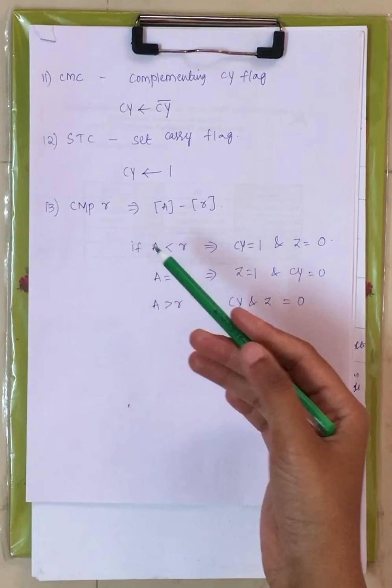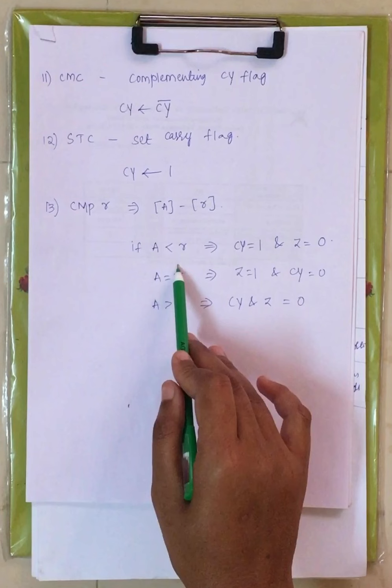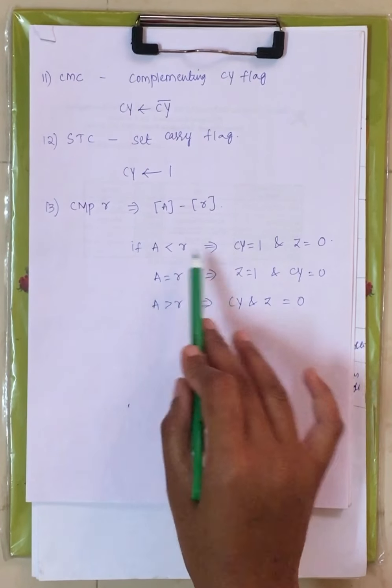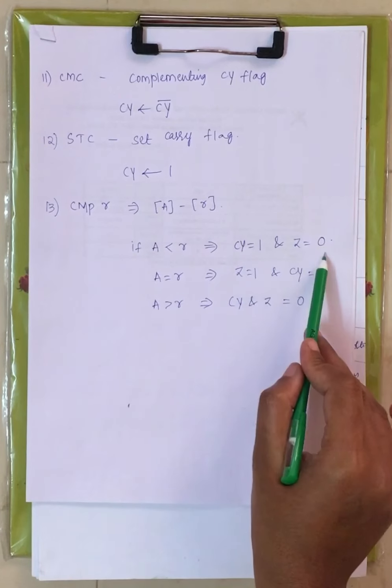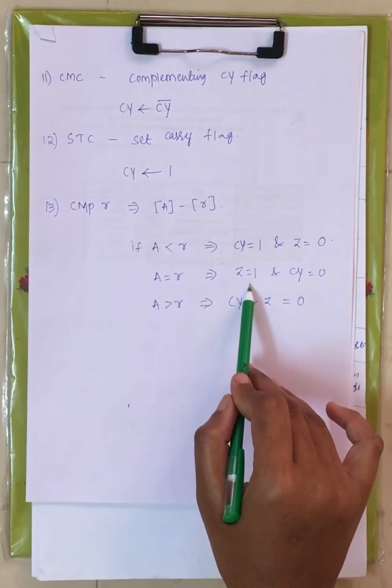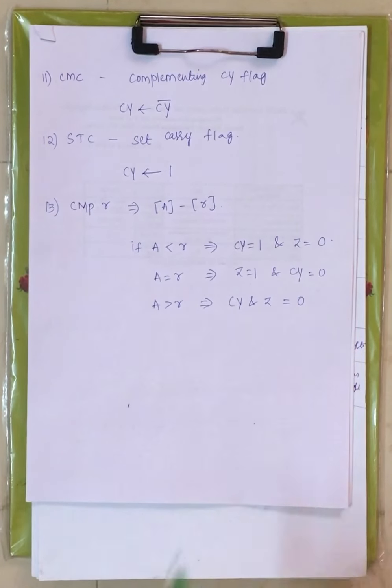When you are comparing, you may get greater than, less than, or equal, right? When A is less than R, when the contents of the accumulator are less than the contents of register R, the carry flag is set and the 0 flag is reset. When A equals R, the 0 flag is set and the carry flag is reset. When A is greater than R, both the carry flag and the 0 flag are reset.